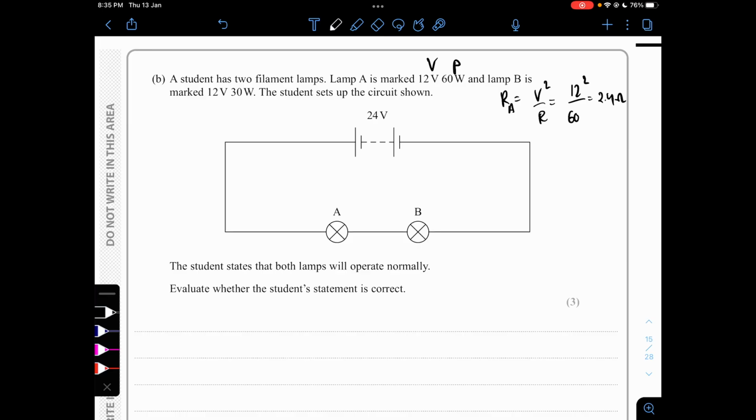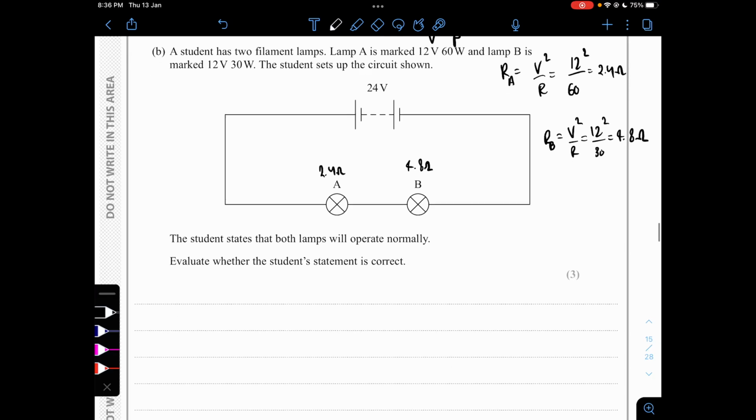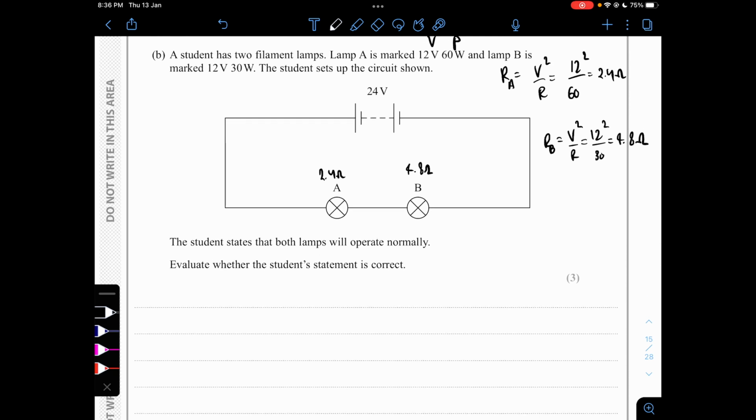And for B, let's look at B. That'll be V squared over P, so 12 squared over 30, which is just double that, 4.8 ohms. So that's 2.4 ohms and that is 4.8 ohms. Okay, so what can we say about the voltage across each?